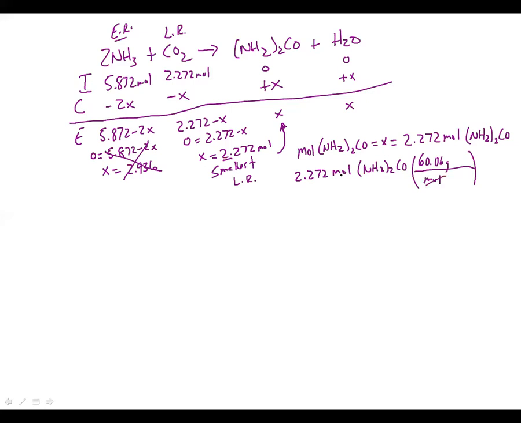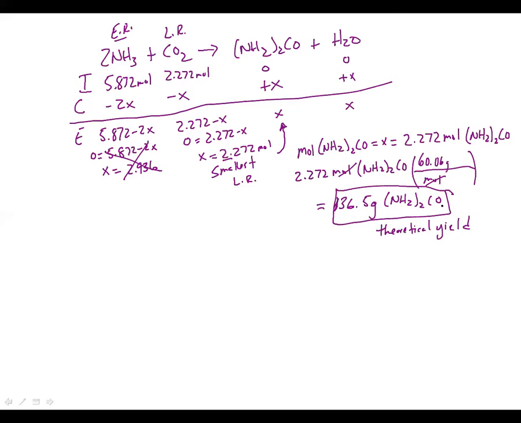The moles are going to cancel, and we will end up with about 136.5 grams of our product. This, again, because it was calculated off of the table or off of the equation, is our theoretical yield. Any questions on that so far?